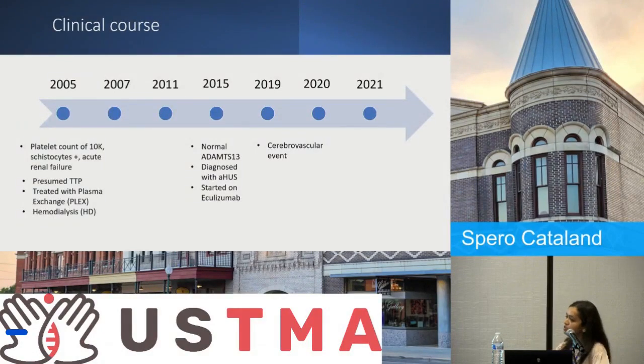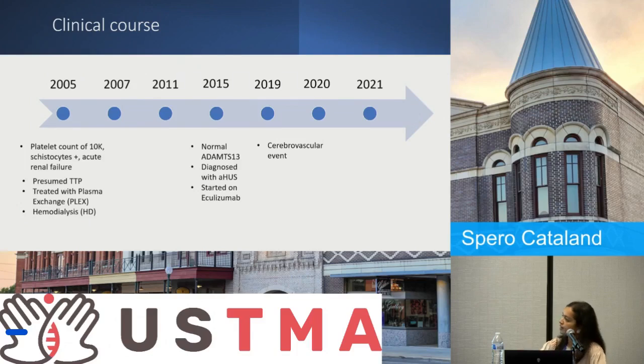We saw her in 2023. These episodes really started in 2005, when she was in her early 30s. It started the same way each time. She would feel nauseous, have some belly pain, and then start noticing petechiae, and that's when she would go to the ER. Labs would show, as you would expect in TMA, anemia, low platelet counts, and significant kidney injury to the point that she required hemodialysis and admission.